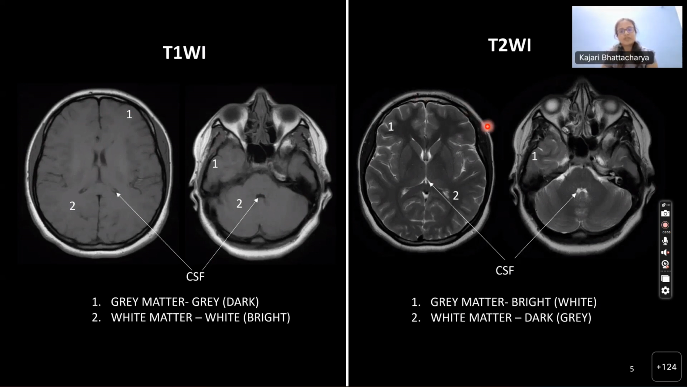The exact opposite of this is the T2 weighted image, in which the gray is white and the white is black. So basically the white matter appears a bit darker, the gray matter appears a bit brighter, and the CSF appears bright. So these two are the exact opposite of each other.